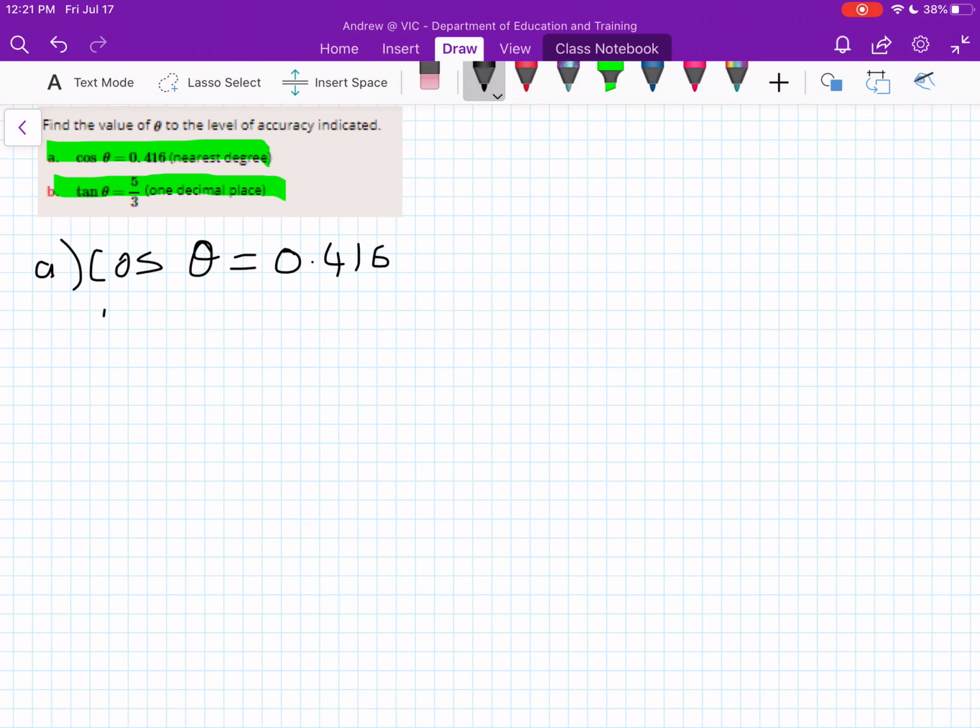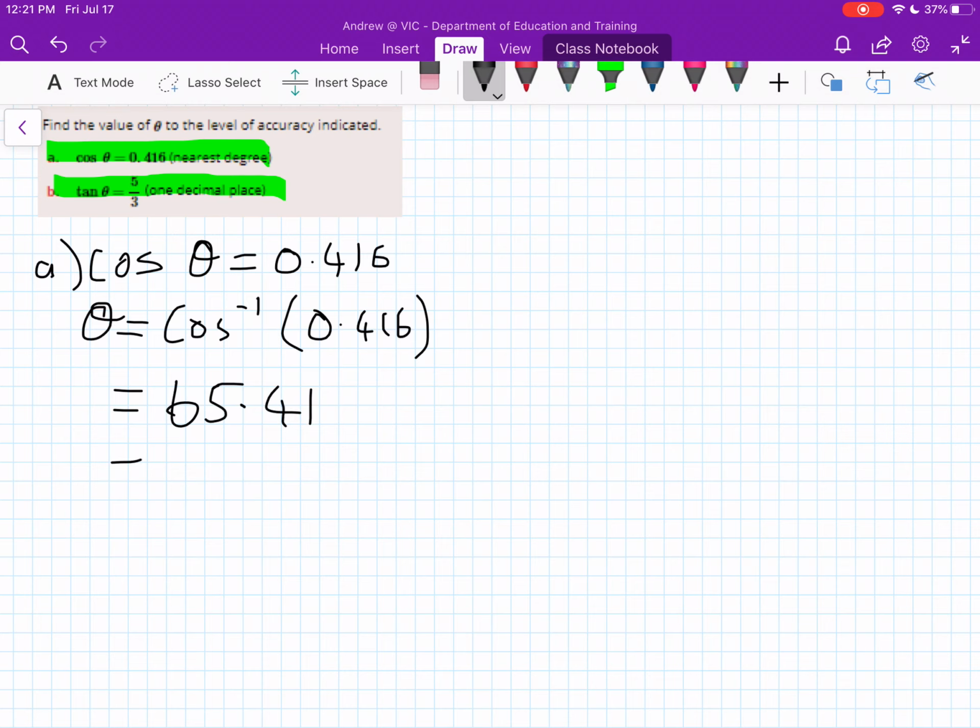So how we actually write it is theta is then going to equal the inverse cosine, and this is normally shift cosine on your calculators, and this will bring this up, and then you just type in 0.416, the value that's there. Okay? So this is how you go about doing this one. So this should give you an answer of, I'll just quickly do this to make sure, 0.416, 65.41, but in our question it's asked us for the nearest degree. So to the nearest degree we need to round down because it's below 5, so this is 65 degrees.